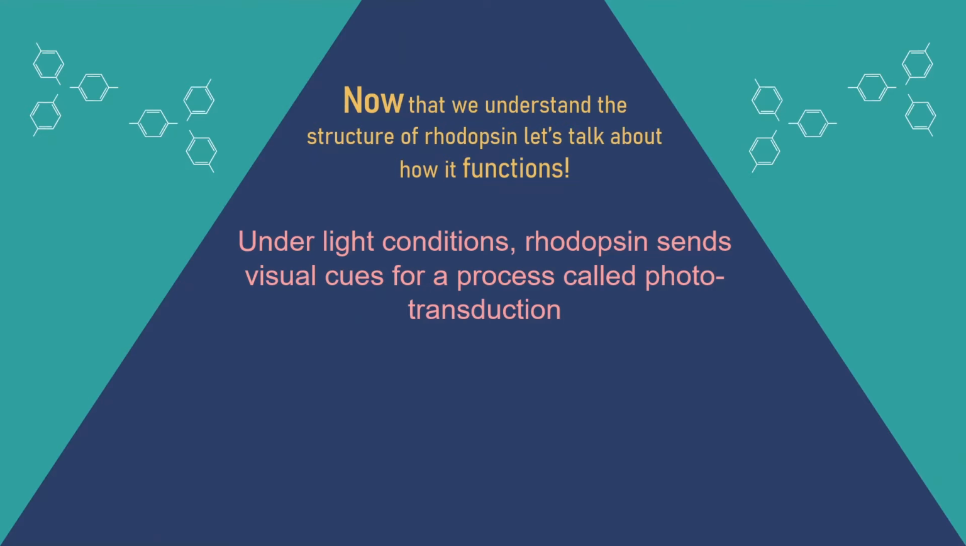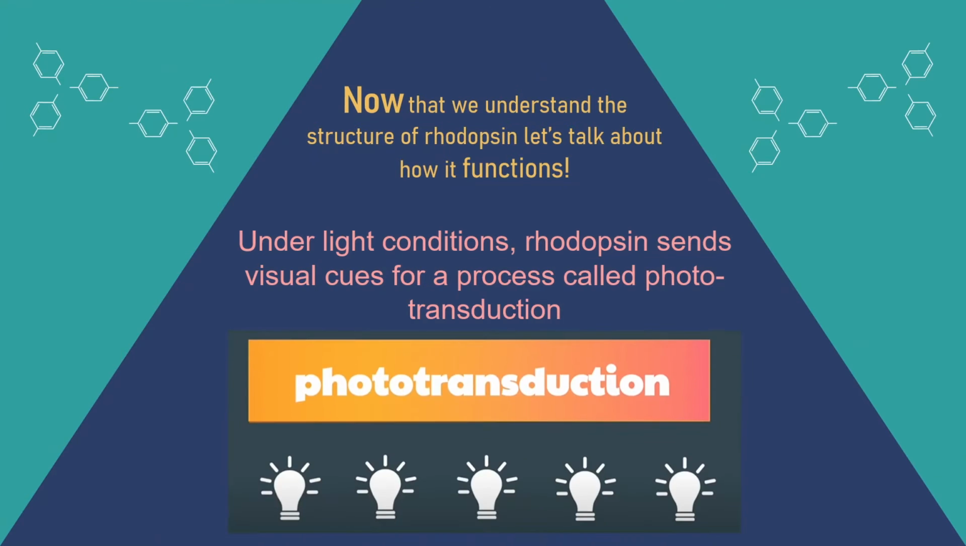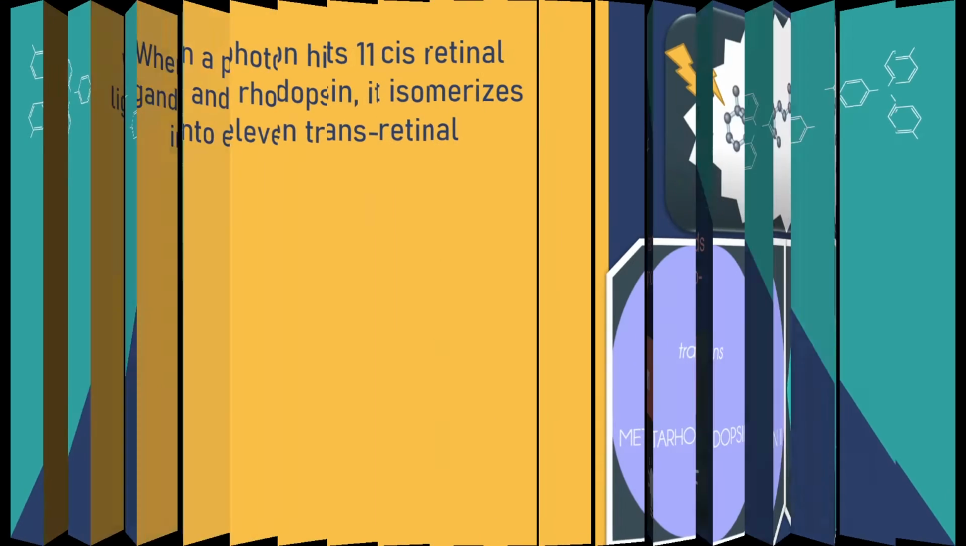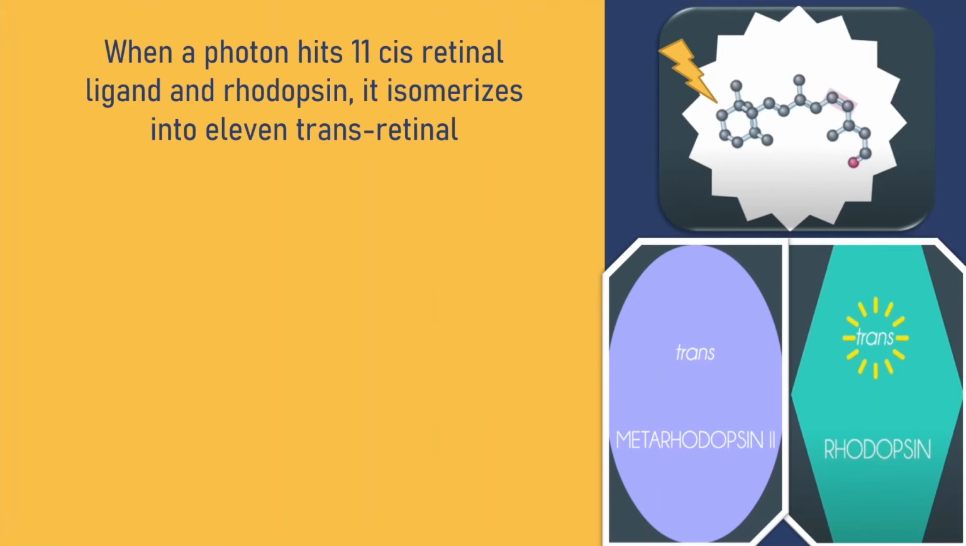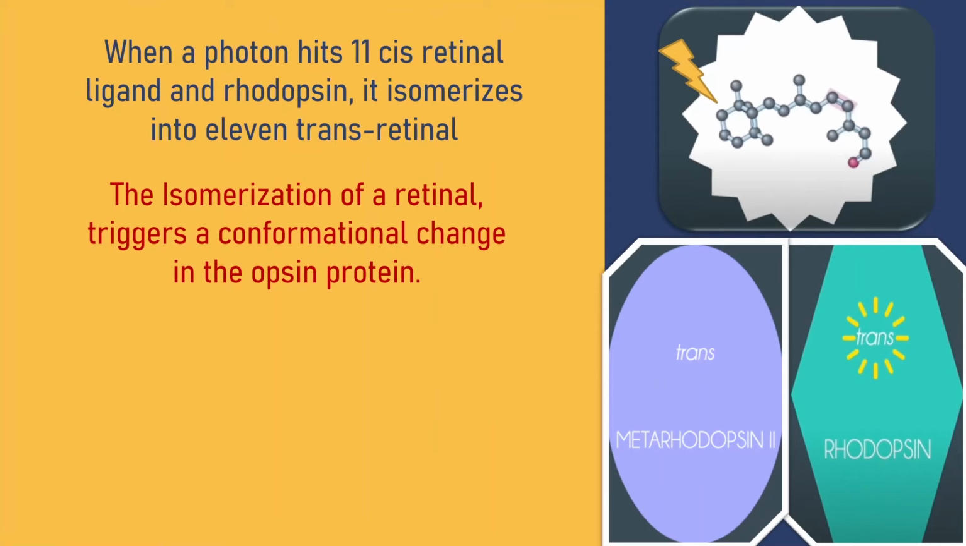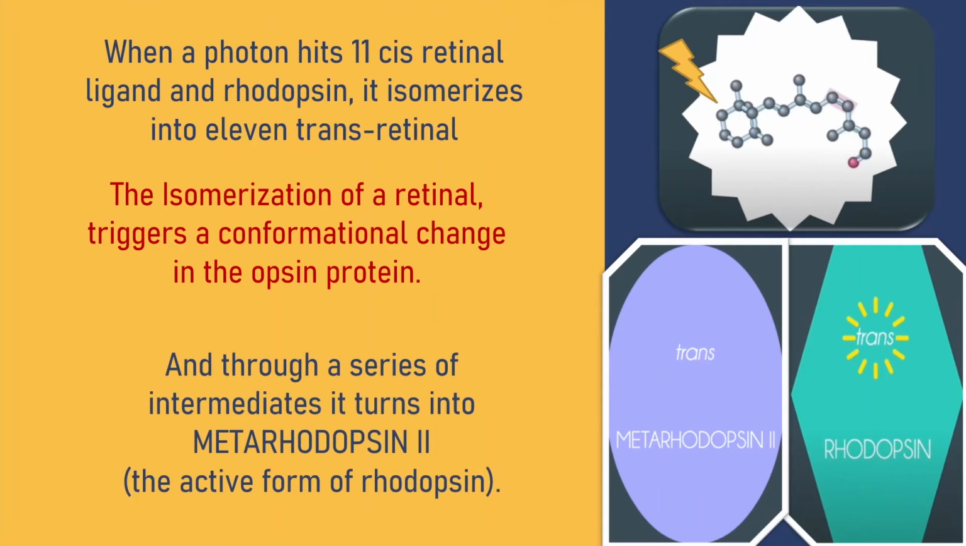Under light conditions, rhodopsin sends visual cues for a process called phototransduction. When a photon hits the 11-cis-retinal ligand in rhodopsin, it isomerizes into 11-trans-retinal. The isomerization of retinal triggers a conformational change in the opsin protein, and through a series of intermediates, it turns into metarhodopsin II, the active form of rhodopsin.